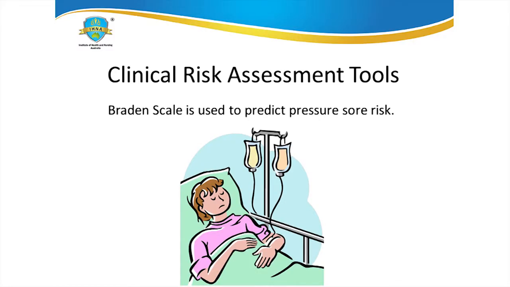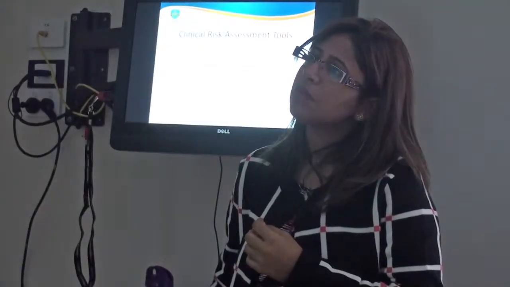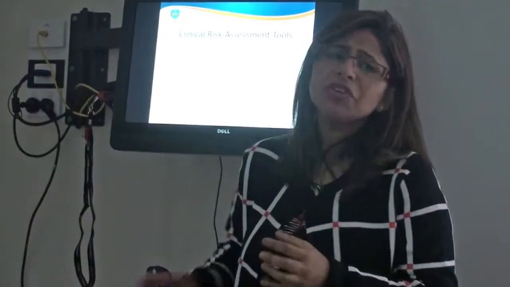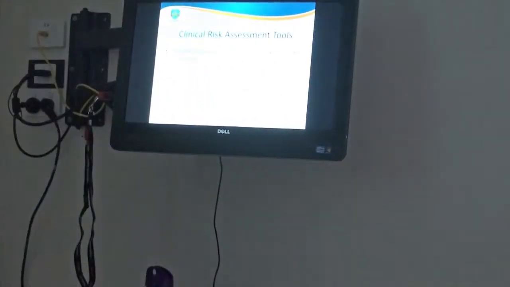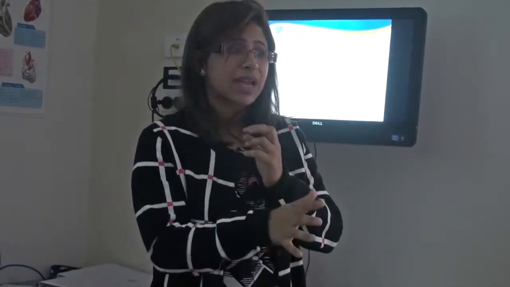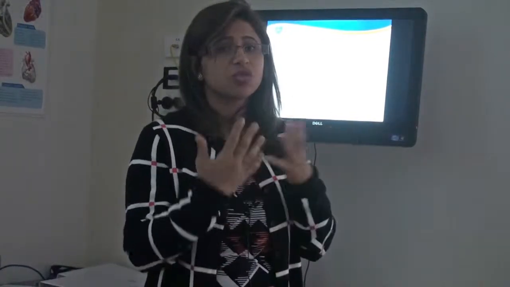Okay. The Braden scale is used to predict pressure sore risk, but I have circulated one for you to have a look. Falls risk is used to predict the likelihood of a fall occurring. When should we be filling out this risk assessment form? Admission, very important. And then after admission, different hospitals again have different protocols. A few hospitals prefer every alternate day. Some prefer every 3 days, right? So it just depends, you just need to follow.